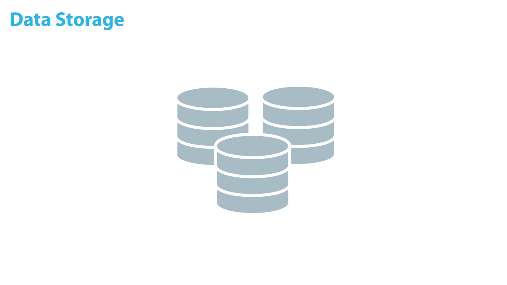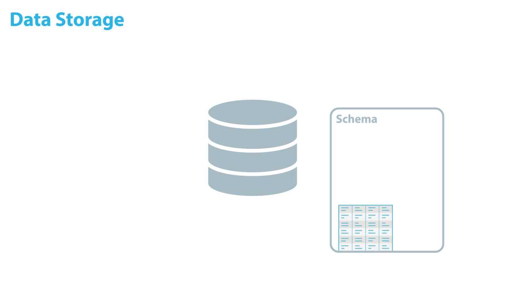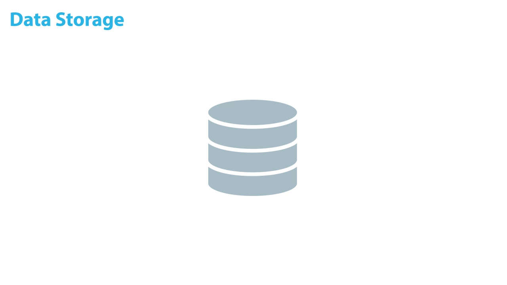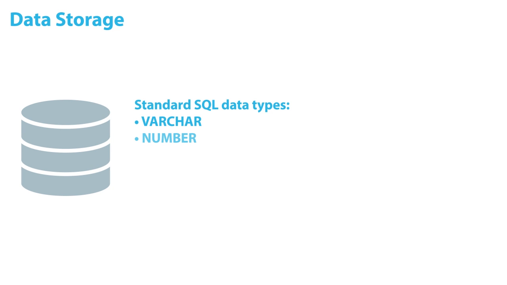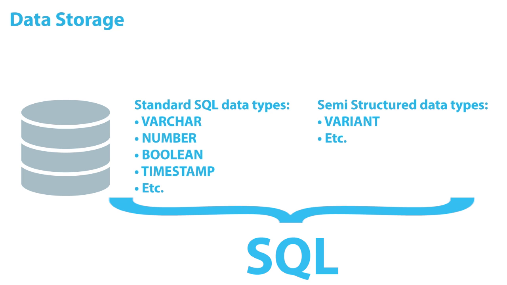Snowflake organizes data into logical databases containing one or more schemas. Each schema contains tables and views. Like standard SQL databases, Snowflake stores relational data in table columns using standard SQL data types. Snowflake tables can also natively store non-relational semi-structured data, such as JSON and Avro, using Snowflake's variant data type. Non-relational data is optimized and accessed through SQL, just like relational data.